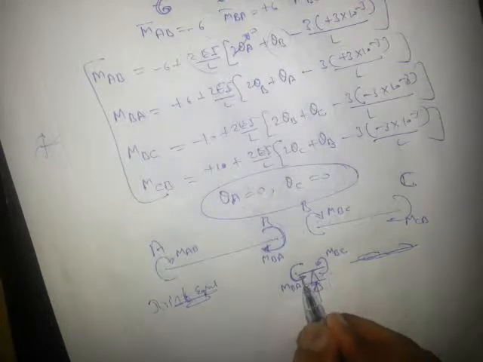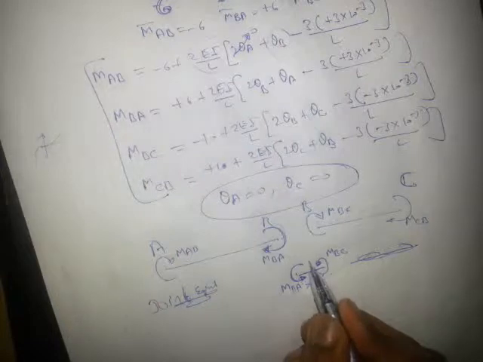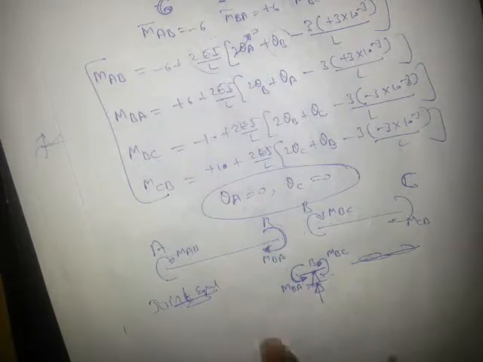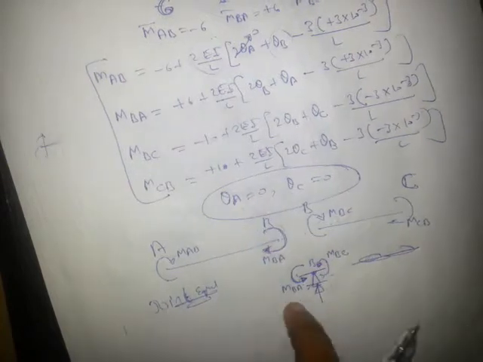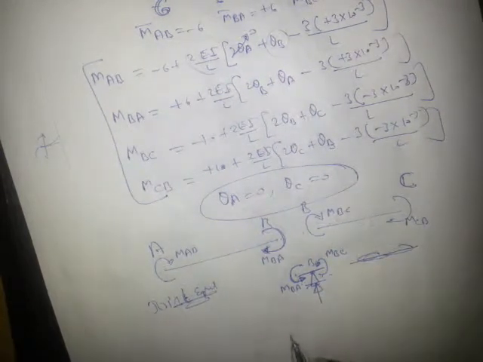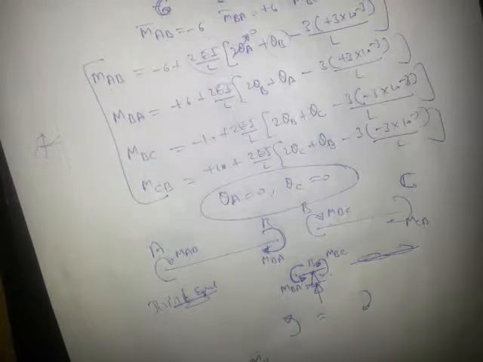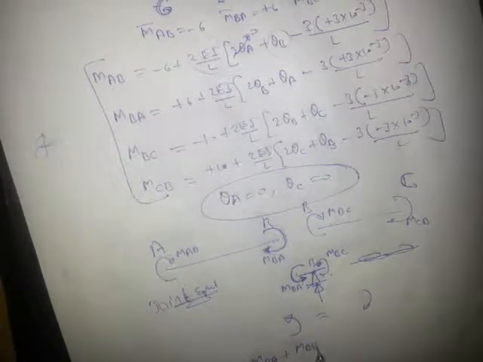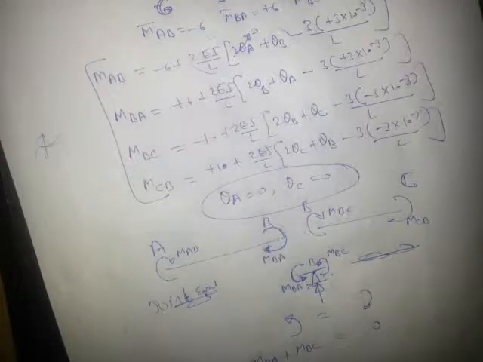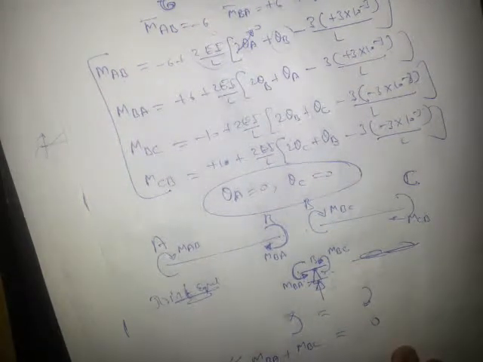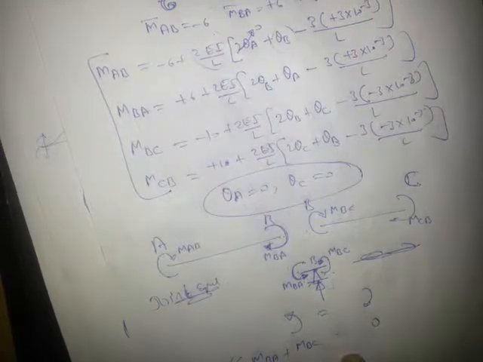So we will see only these two. We will write the joint equilibrium of B. These will always rotate in anti-clock direction. This is anti-clock, this is anti-clock. So we will write anti-clock equal to clock. Anti-clock is MBA plus MBC and clock is 0, right? So it will be written as joint equilibrium. We will always write joint equilibrium in this way.